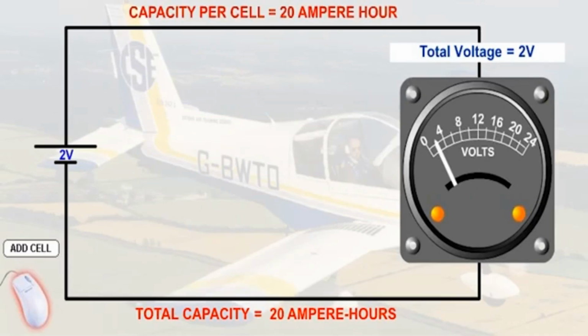This diagram shows cells joined together in parallel. Now the output voltage of the circuit is that of just one cell, but notice that the total capacity is the sum of the individual cell capacities.